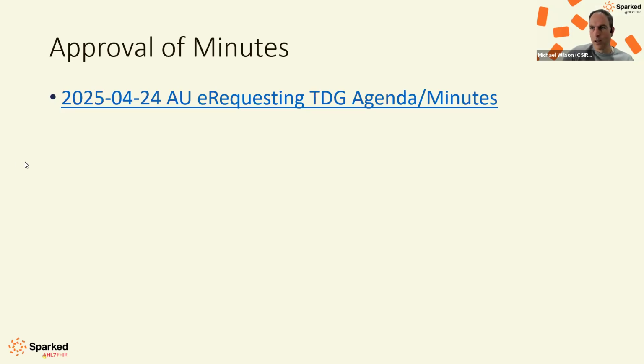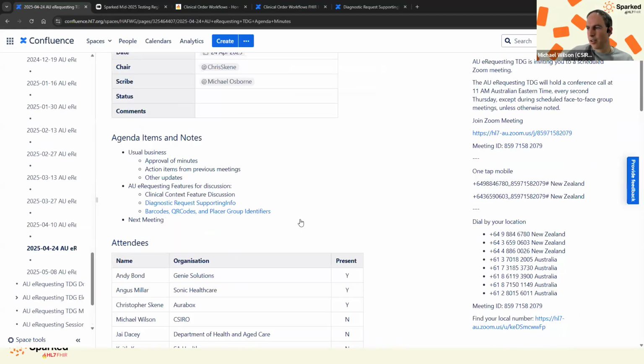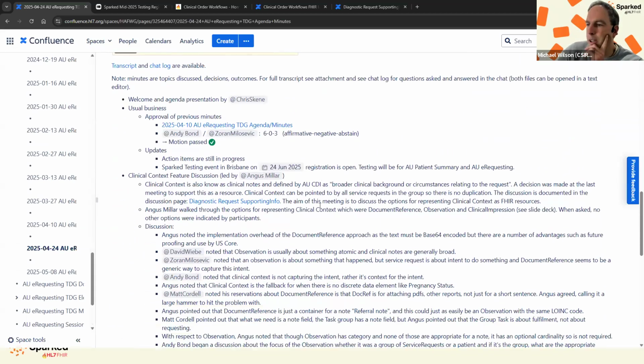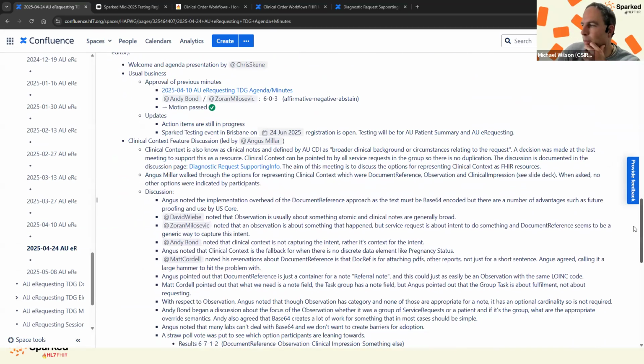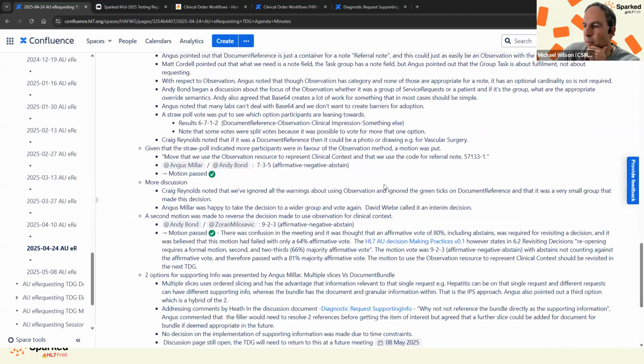I'll just try and find the minutes. Chris and Angus did a great job running this meeting. There are a couple of points in here to note. There was a straw poll, and then a motion to move that we use the observation resource to represent clinical context. And that was successful. We didn't have a lot of people in this meeting, but it was a successful motion.